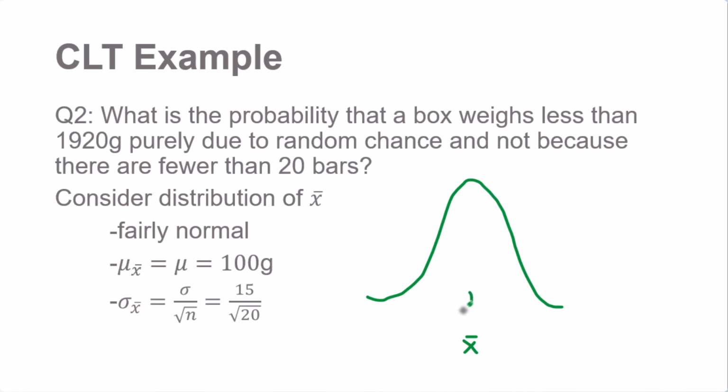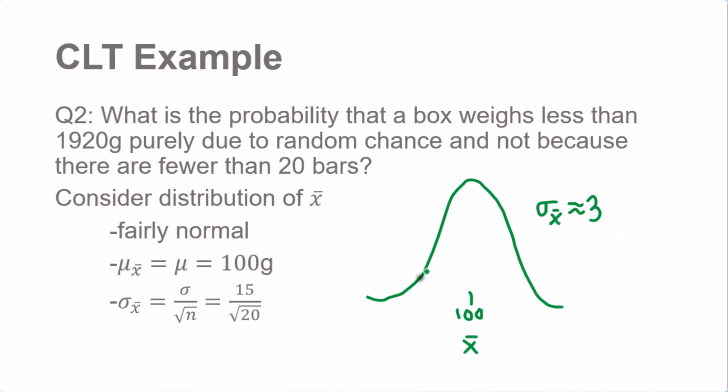Now the center is going to be the same. It's still 100 because the mean of the sampling distribution is the same as the mean of the wider population of the individual candy bars. But the standard deviation of this sampling distribution of my X bar values is going to be smaller. 15 divided by root 20 is approximately 3. So we're looking at a distribution that has a standard deviation of 3 rather than a standard deviation of 15.